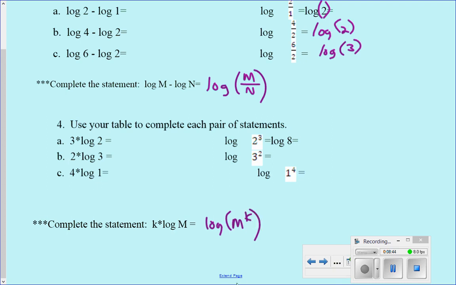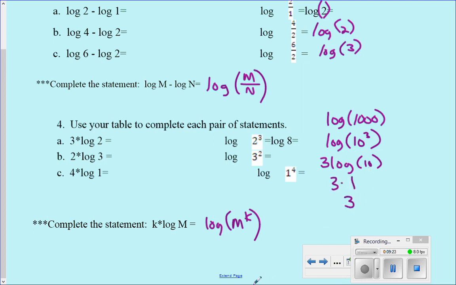Okay, so the next thing we did after we went through that was we answered questions 5 and 6. So 5 says, how could you use the statement from 4 to evaluate log of 1,000? Well, log of 1,000, we're going to rewrite that using exponents. So that's log of 10 cubed. And now we're going to use this statement from 4, which is the property. We're going to bring that 3 down front, 3 times the log of 10. We already mentioned earlier that the log of 10 equals 1 because 10 to the first power equals 10. So I have 3 times 1, and 3 times 1 is 3.